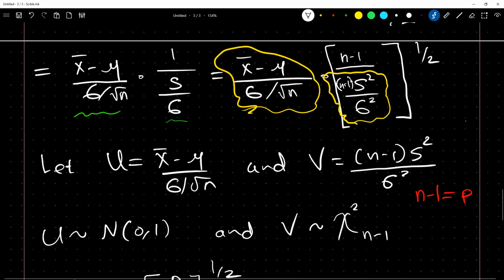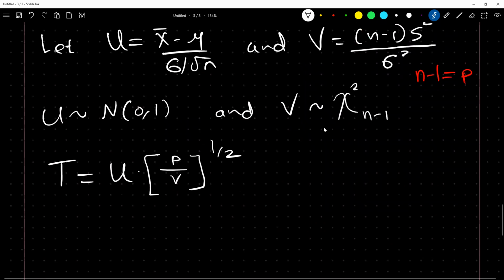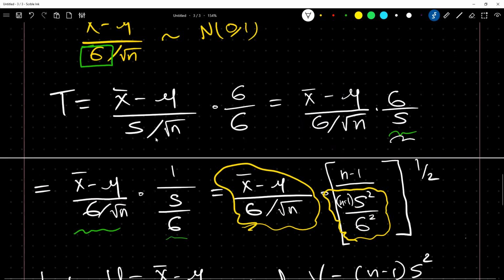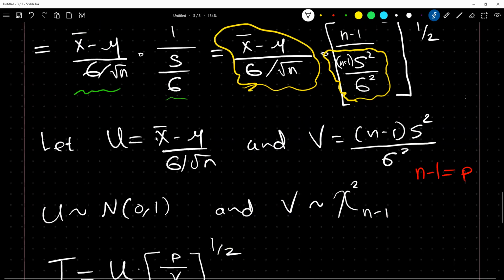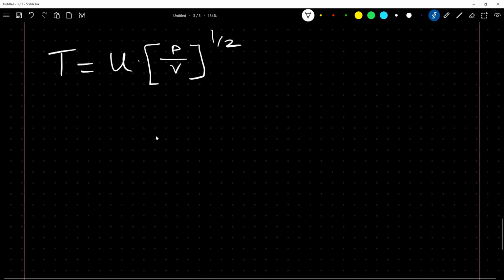Yeah, that's right. Okay, so now I just need to get the probability density function. So what have I done so far? I have rewritten my t-score in terms of two random variables that have known distributions. In fact, let's go ahead and write that down.